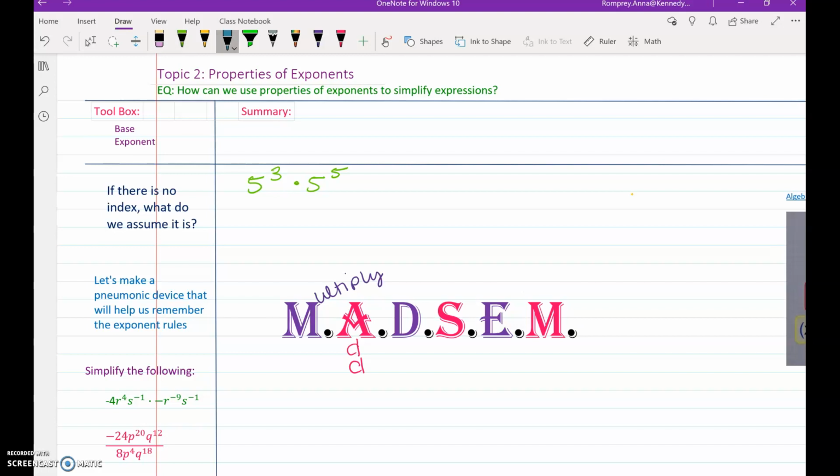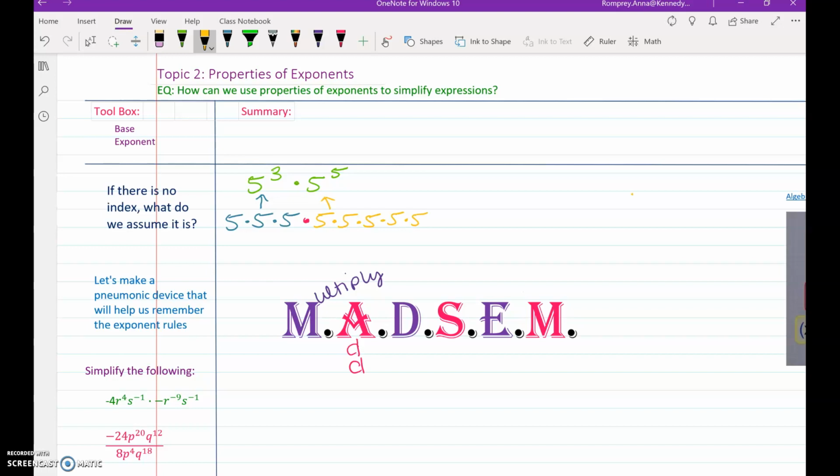So let's think about, what is 5 cubed? What does that mean? Well, it means 5 times 5 times 5, right? You with me? So now let's think of 5 to the 5th. We're multiplying it by 5 to the 5th. So 5 to the 5th is just 5 more 5s: 5 times 5 times 5 times 5 times 5. Did I write them all? 1, 2, 3, 4, 5. Perfect.